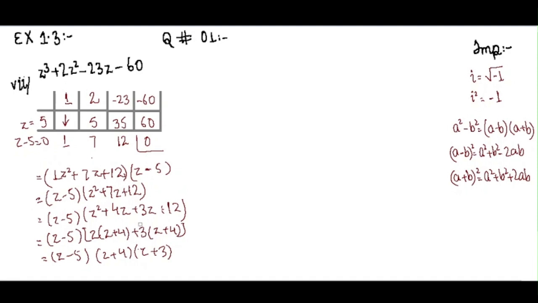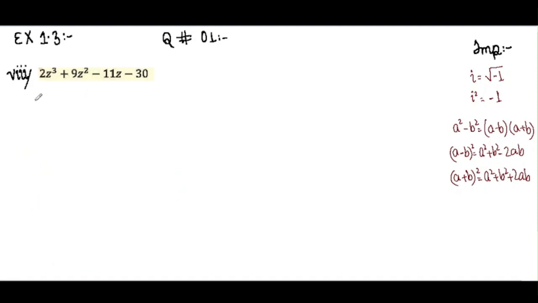Now we are going to move towards part number 8. The question is 2z cube plus 9z squared minus 11z minus 30. Again we are going to put the values of z and check if the answer is 0 or not. If the answer becomes 0, then it is a factor, and then we are going to synthetically divide it. So first of all, z equals 1.